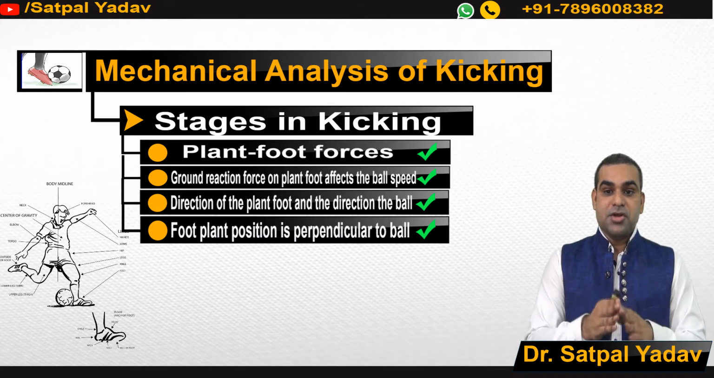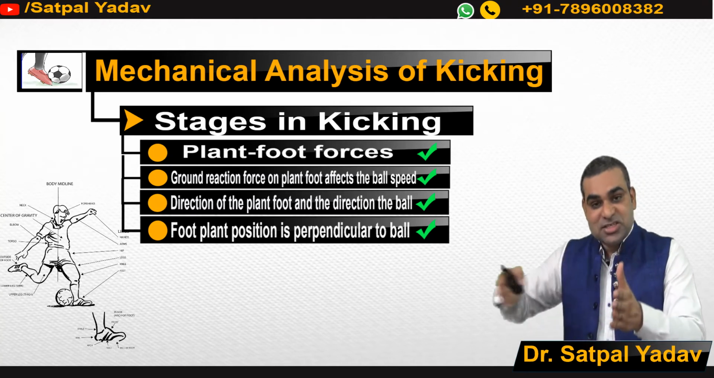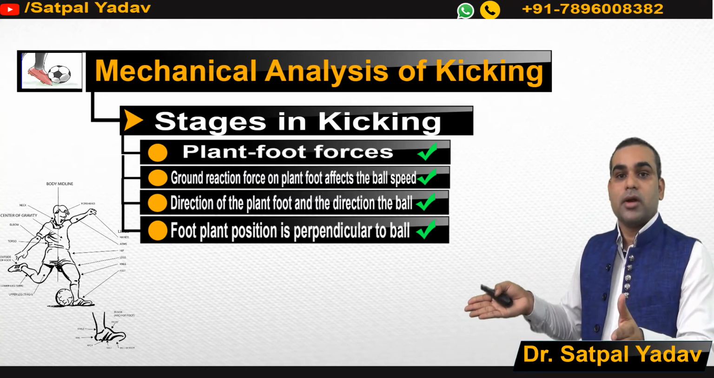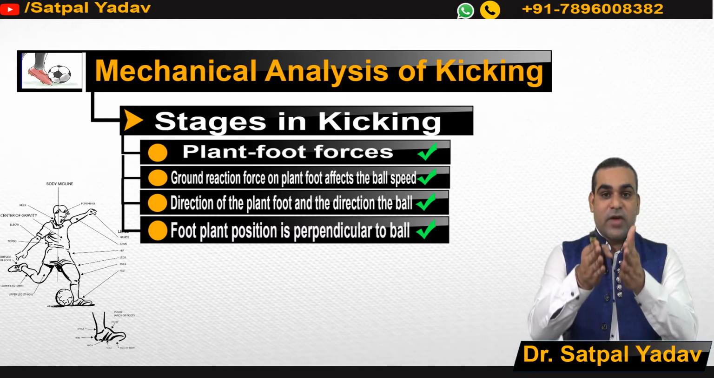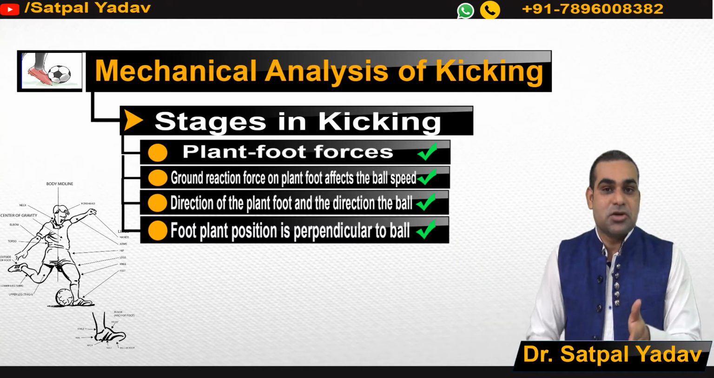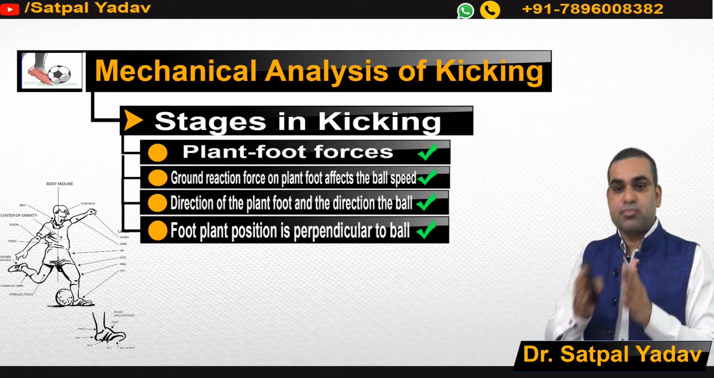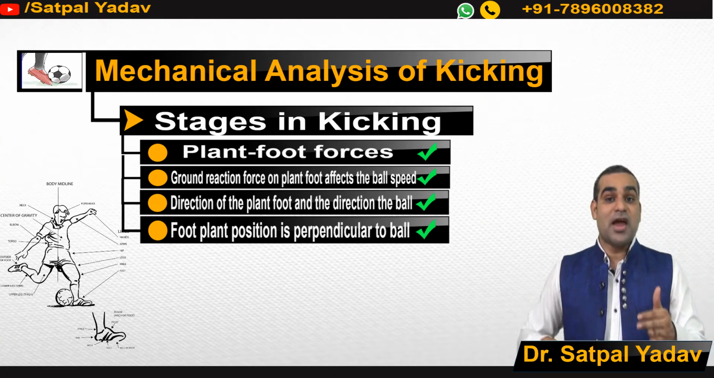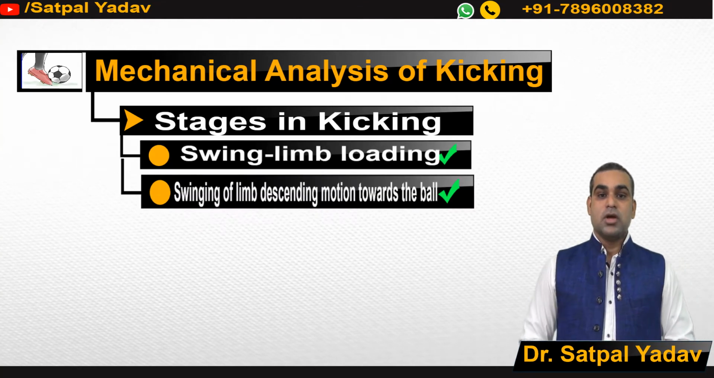The optimal anterior posterior position of the foot plant is adjacent to the ball, right? That anterior posterior position is adjacent to the ball. This anterior posterior position determines the flight path of the kicking ball.